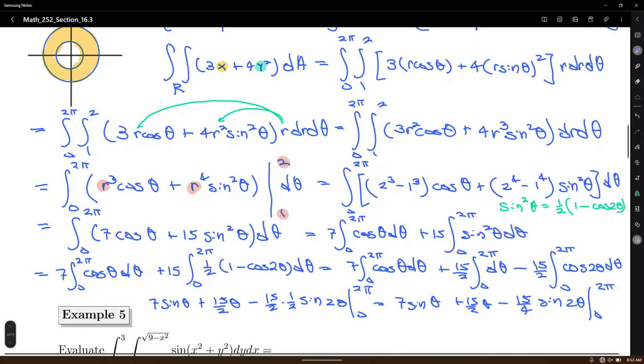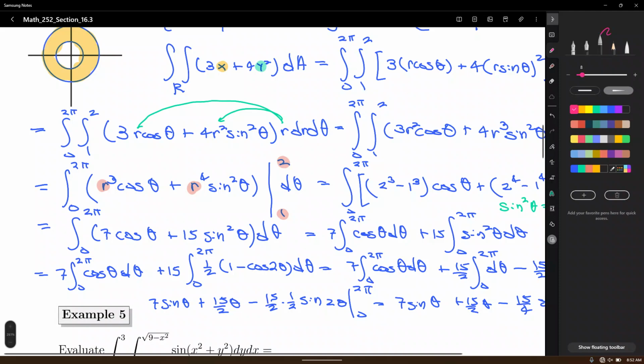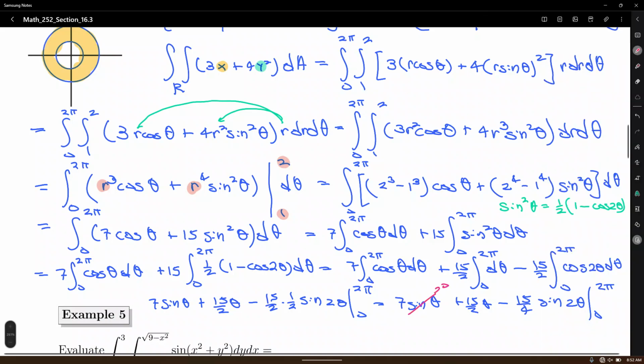Okay. What is sine of 2 pi? Isn't that 0? Sine of 2 times 2 pi, sine of 4 pi, that's also 0. It's the same for cosine and sine of 2 pi and 0, right? So all these terms are just going to get zeroed out. The only term that survives is the 15 halves times 2 pi minus 0, which is 15 pi.